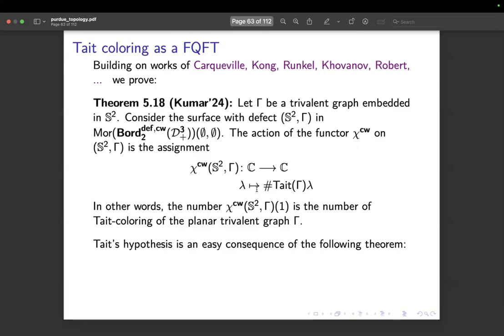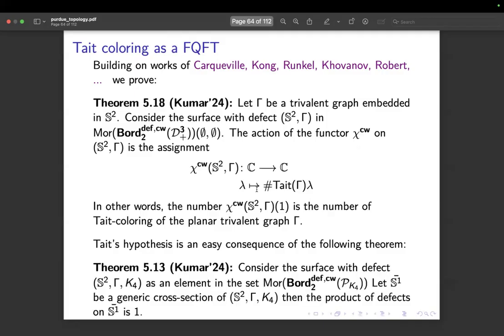Now, the second achievement of this is Tait's hypothesis. Tait's hypothesis is an easy consequence of the following theorem, and this theorem is one of my favorites.